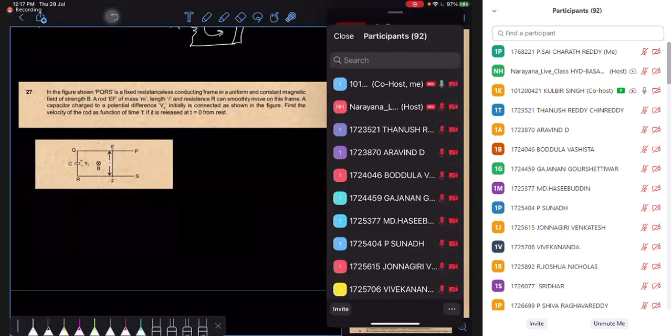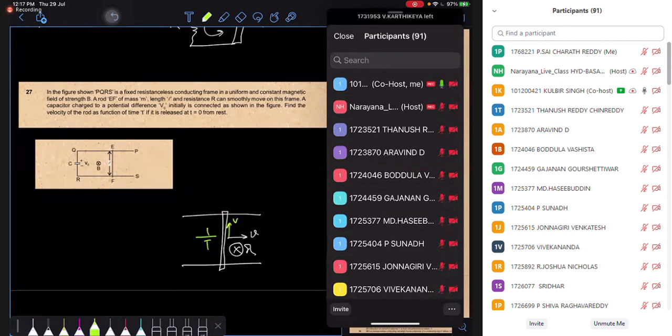So a moving rod is there, and let's say it has some velocity. When the rod is moving in my magnetic field, which is directed inwards, it is going to behave as a battery in the direction of V cross B. V cross B is in the upward direction, so it's behaving as a battery of V cross B in the upward direction.